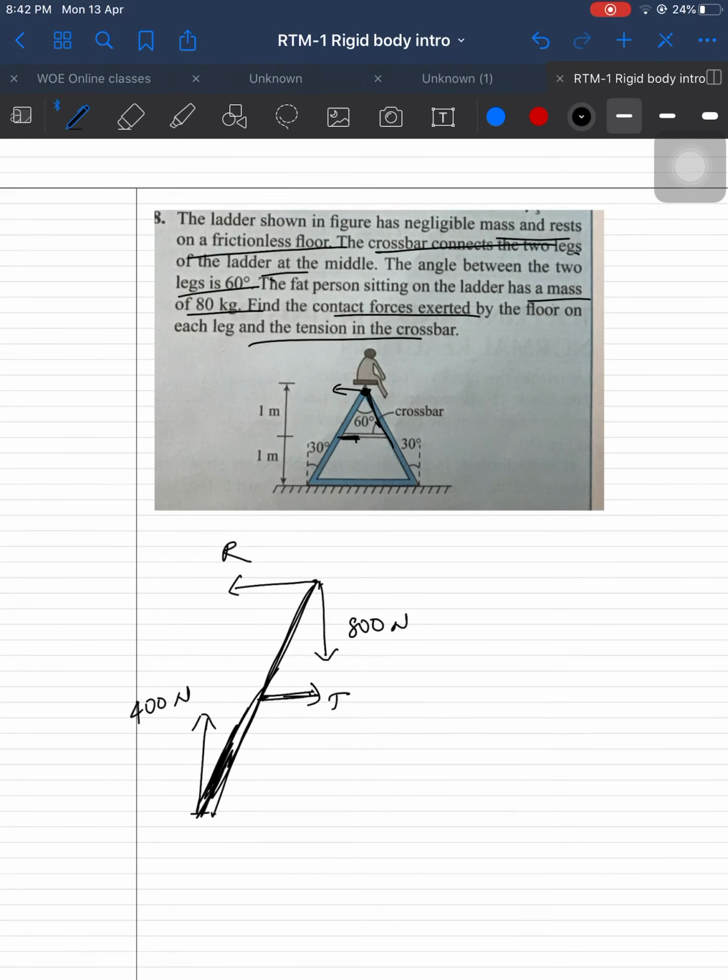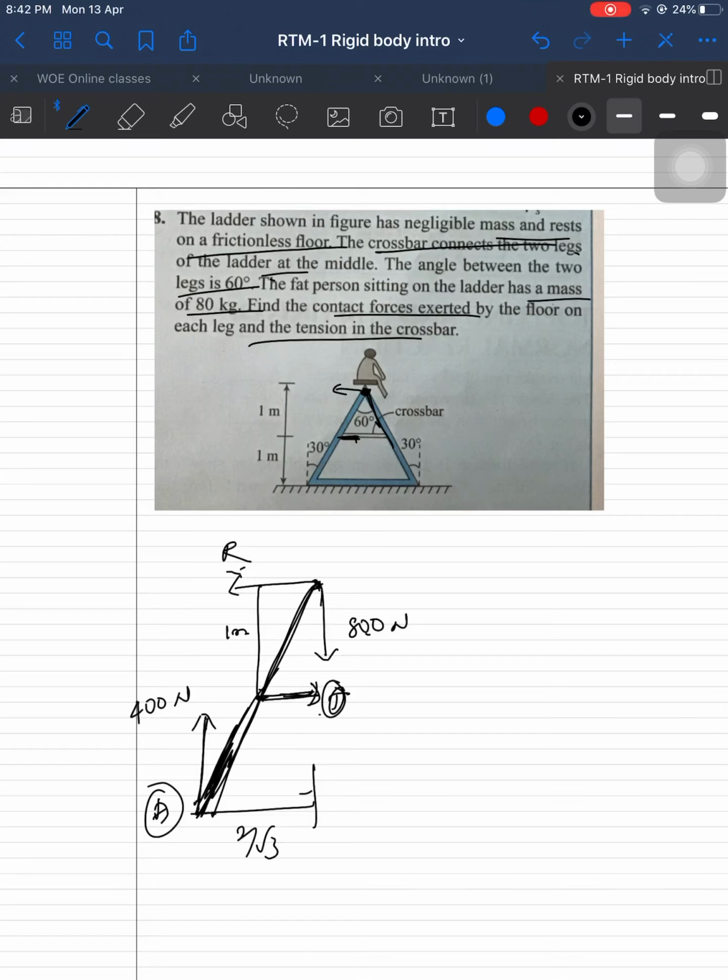So, what is he asking us to find? From here to here is 1 meter, and from here to here is 2 by root 3. He is asking us to find the tension in the cord. Which point should we consider? If we consider the point of T itself, we will not get T, because the torque due to tension is 0 there. If we consider the 400 Newton point, say A, then 400 becomes 0, and we have 800, R and T, 2 unknowns.